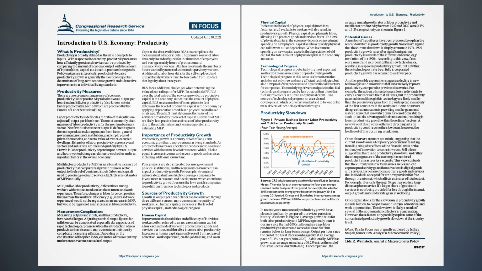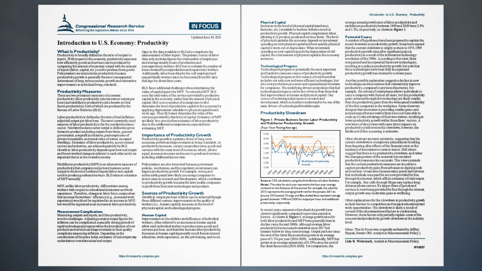Productivity slowdown. Figure 1. Private business sector labor productivity and multi-factor productivity growth. 4-year moving average. Notes. The value for each year represents the 4-year average centered on the final year of that period. For example, the value for 2015 represents the average growth rate for the January 2011 to January 2015 period. Orange and blue dashed lines represent average growth between 1949 and 2020 for output per hour and multi-factor productivity, respectively.